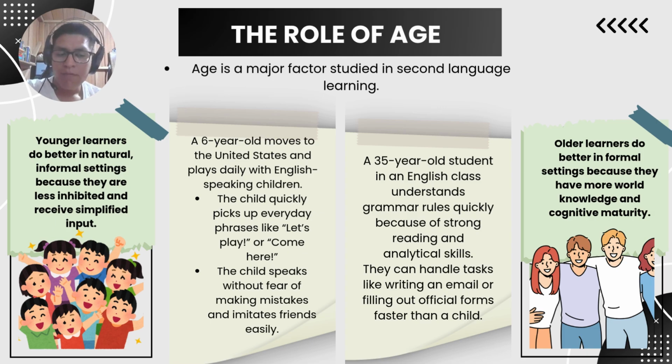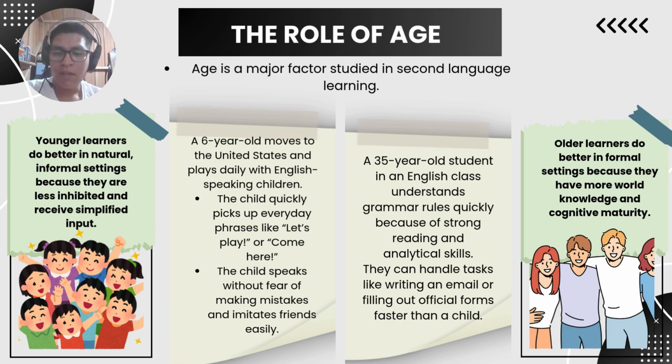For example, we have a child from Colombia who is 6 years old, and he moves to the United States where he has to play with children who speak English. And he will learn that language quickly because he is able to memorize short phrases like "let's play" or "come here." Needless to say, he can also learn by imitating the sounds, pronunciation, and intonations.